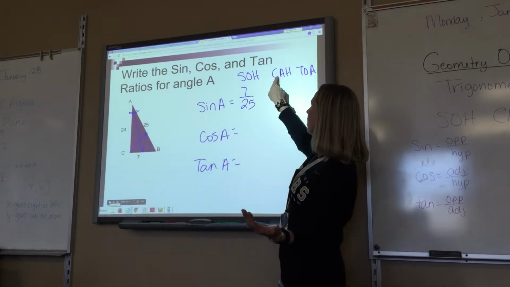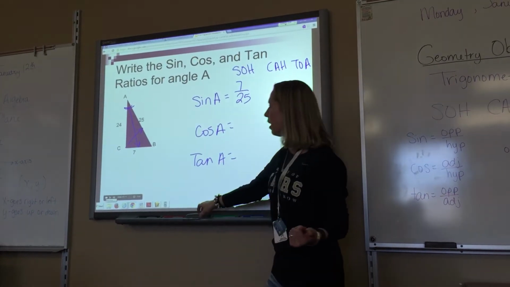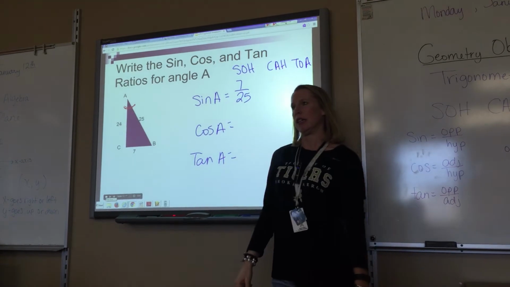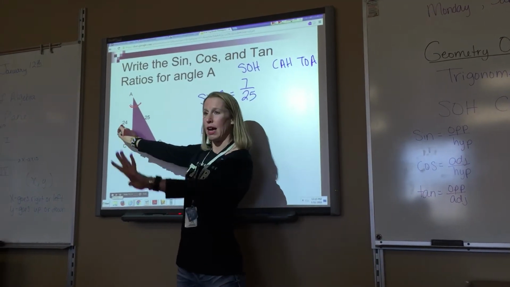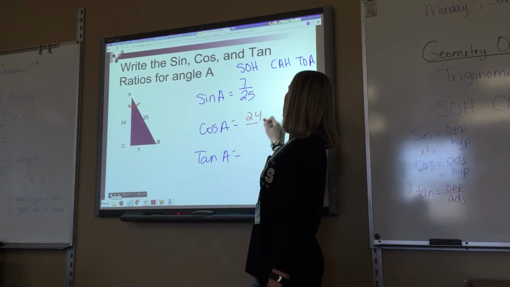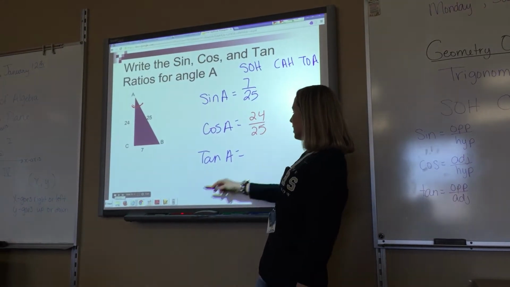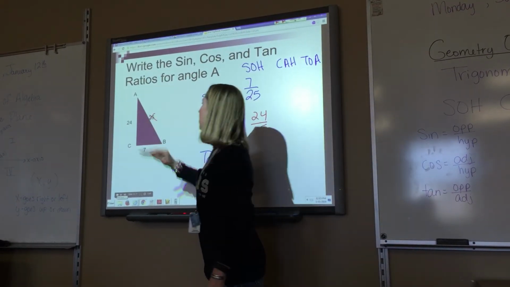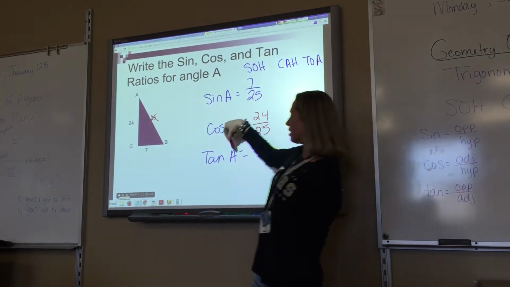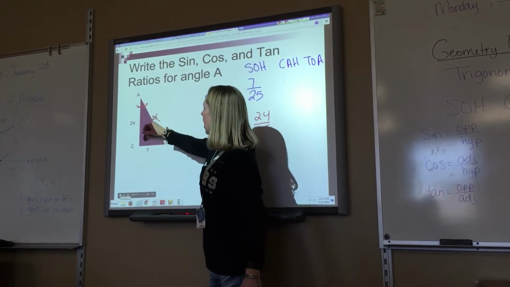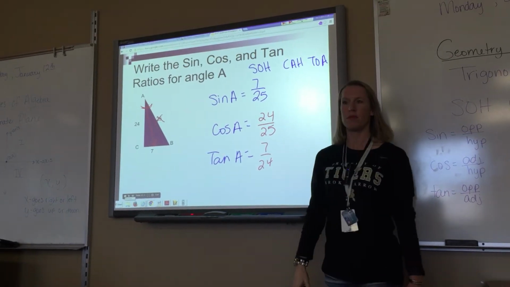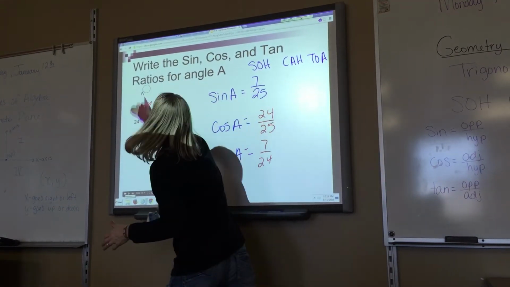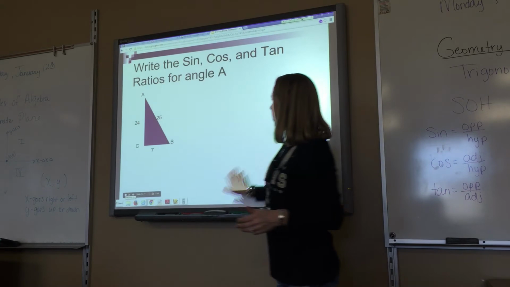So cosine of angle A. Cosine is adjacent over hypotenuse. What's the adjacent side to angle A? 24. It's the side next to, but not the hypotenuse. So 24 over, what's the hypotenuse? 25. Tangent is TOA. There's no hypotenuse. Do not use the hypotenuse. It's opposite over adjacent. So what's opposite angle A? 7 over 24. Oh, this is not that hard. It's not that bad. So all trigonometry is ratios. Okay, let's try another one.